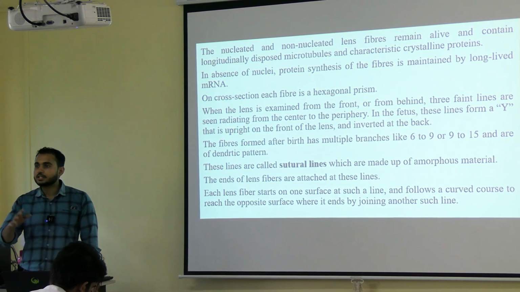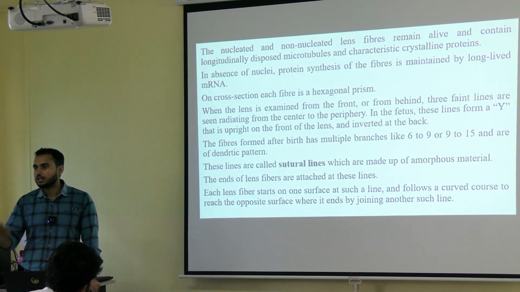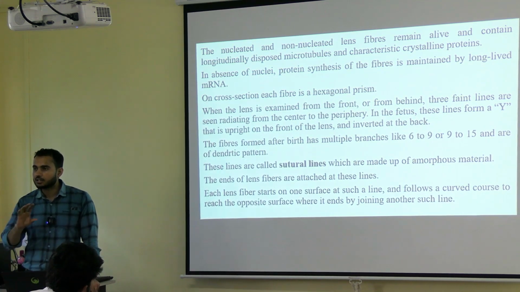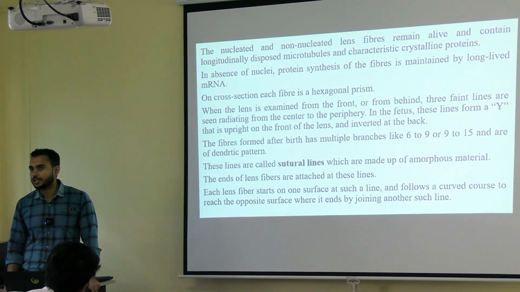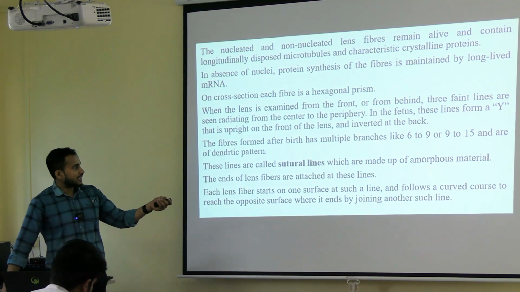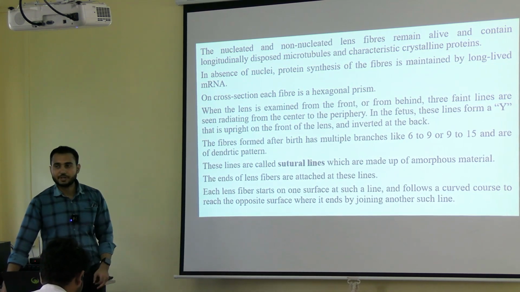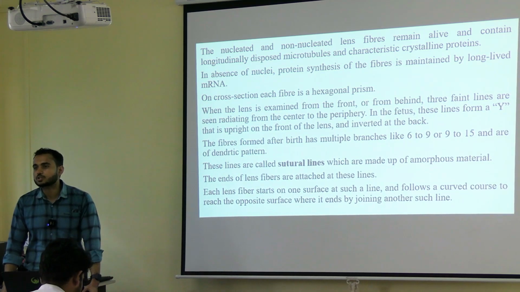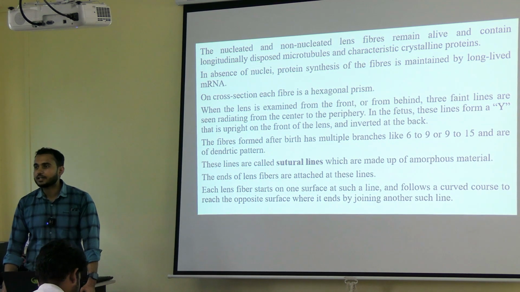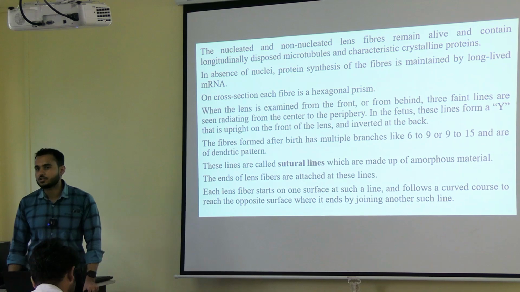Okay. Next, in case of adult, if we see the sutural lines, their arrangement is more complicated. They are arranged in multiple branches, 6 to 9, 9 to 15, in a dendritic pattern. That is the arrangement of the sutural lines in an adult, when seen from the anterior aspect.